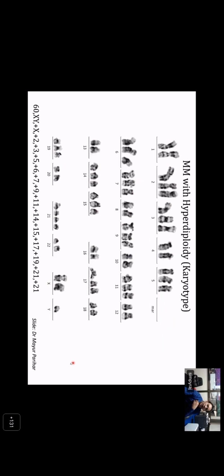cytogenetic tests. And you can see this is conventional cytogenetics, the slide shared by Dr. Mayur Pariyar from TMC Kolkata. You can see there is an increased number of chromosomes, 1, 6, 7, 9, 10, 11, 17, 15. This indicates there are more than 60 chromosomes in this patient.